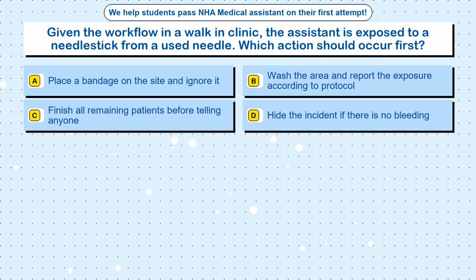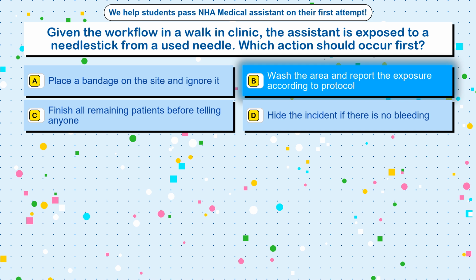Question 54. Given the workflow in a walk-in clinic, the assistant is exposed to a needle stick from a used needle. Which action should occur first? Option A. Place a bandage on the site and ignore it. Option B. Wash the area and report the exposure according to protocol. Option C. Finish all remaining patients before telling anyone. Option D. Hide the incident if there is no bleeding. The correct answer is option B. Wash the area and report the exposure according to protocol.